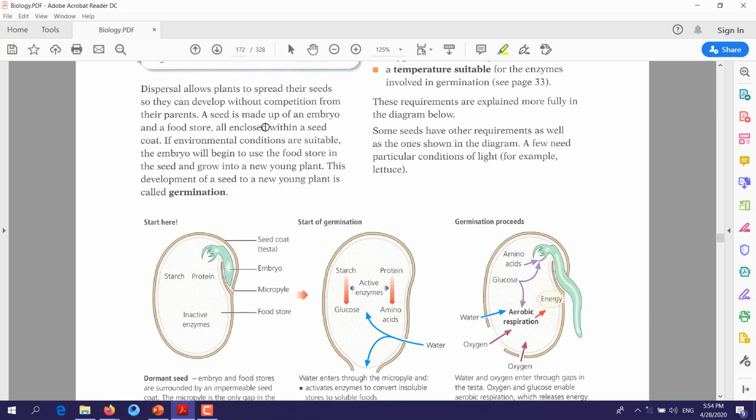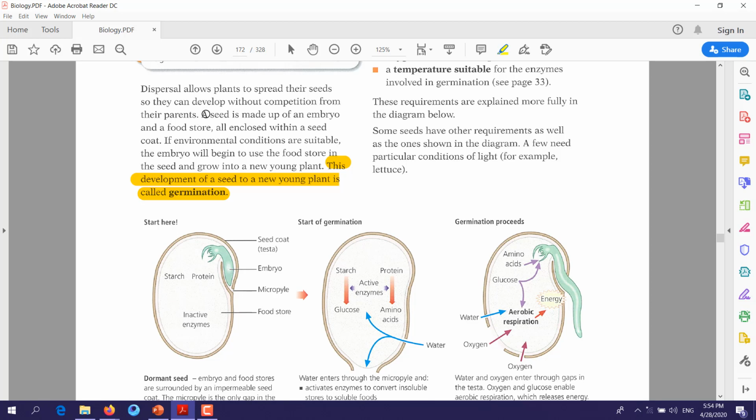And when these seeds spread, if they face any favorable conditions, the seed will grow. So, the development of a seed into a new young plant is called germination. This is the answer to the first objective. What is germination? It's the development of a seed into a new young plant.